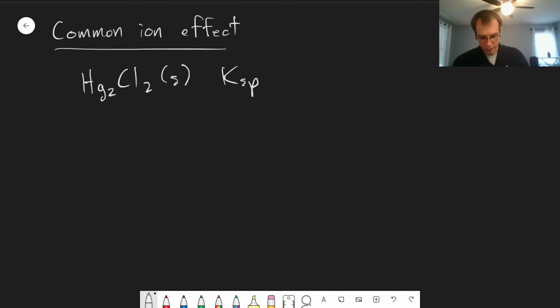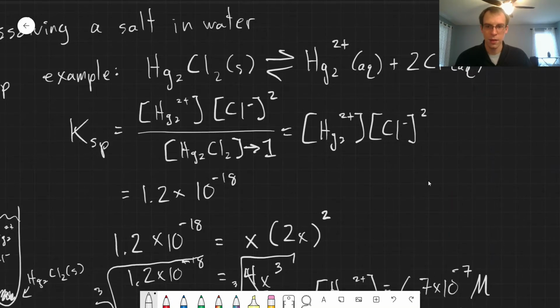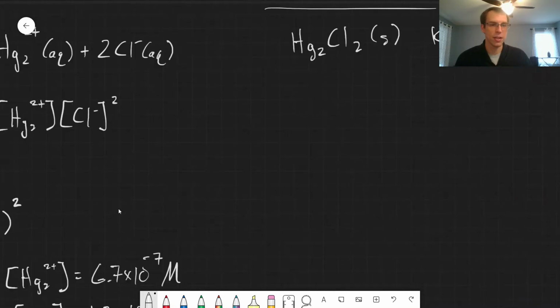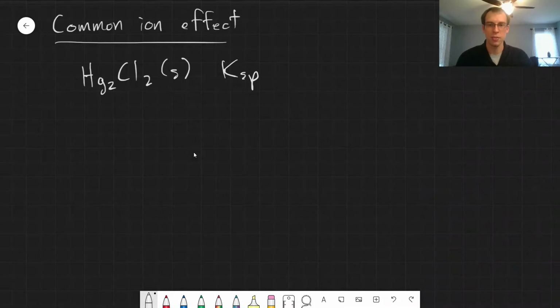But let's imagine we have this mercury chloride solution, and we've already calculated at room temperature with KSP given. We will see a certain concentration of mercury. We calculated that a couple videos ago. In fact, I think I have the answer just sitting over here. Yeah, our mercury concentration will be 6.7 times 10 to the minus 7 molar. So that would be what we'd expect if we just put this in solution.